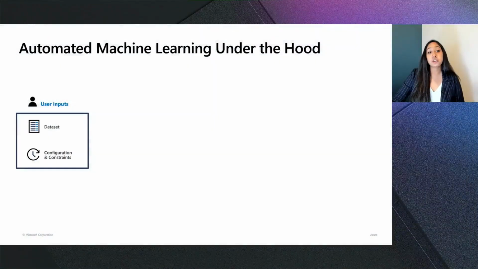With AutoML, the user will only need to bring in their data set, identify the task type, whether it is a classification, regression, or time series forecasting task, and then maybe set some constraints.